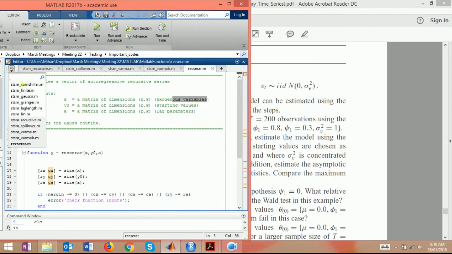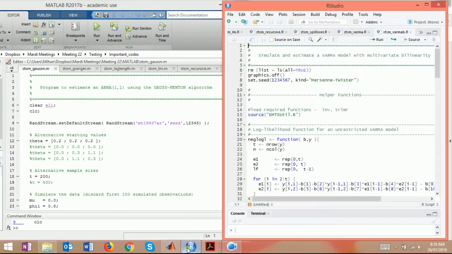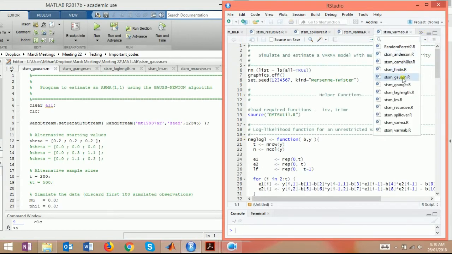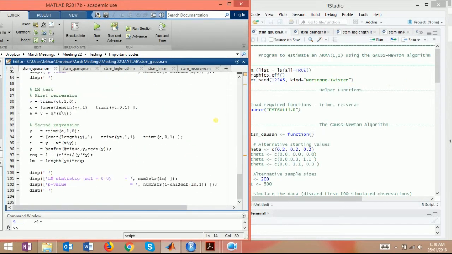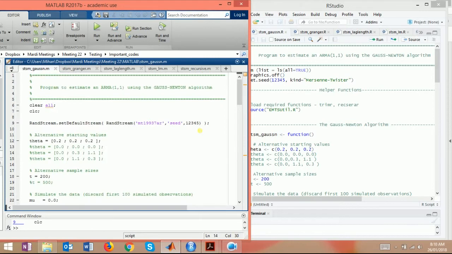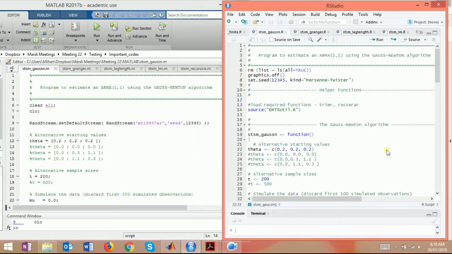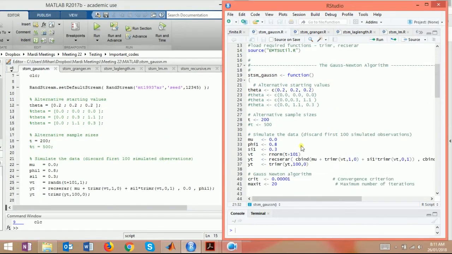So let's do STSM Gauss N, in R2. Starting with, there is no local function in this problem. Because we have to do some simulation, we start with set seed, random stream set global stream, and set seed 1 2 3, Mersenne twister, we are familiar with this. Then the starting value for T equal to 200 is given to us, we include that. Sample size is given to us, then mu, phi 1, psi 1 and sigma square are given to us.